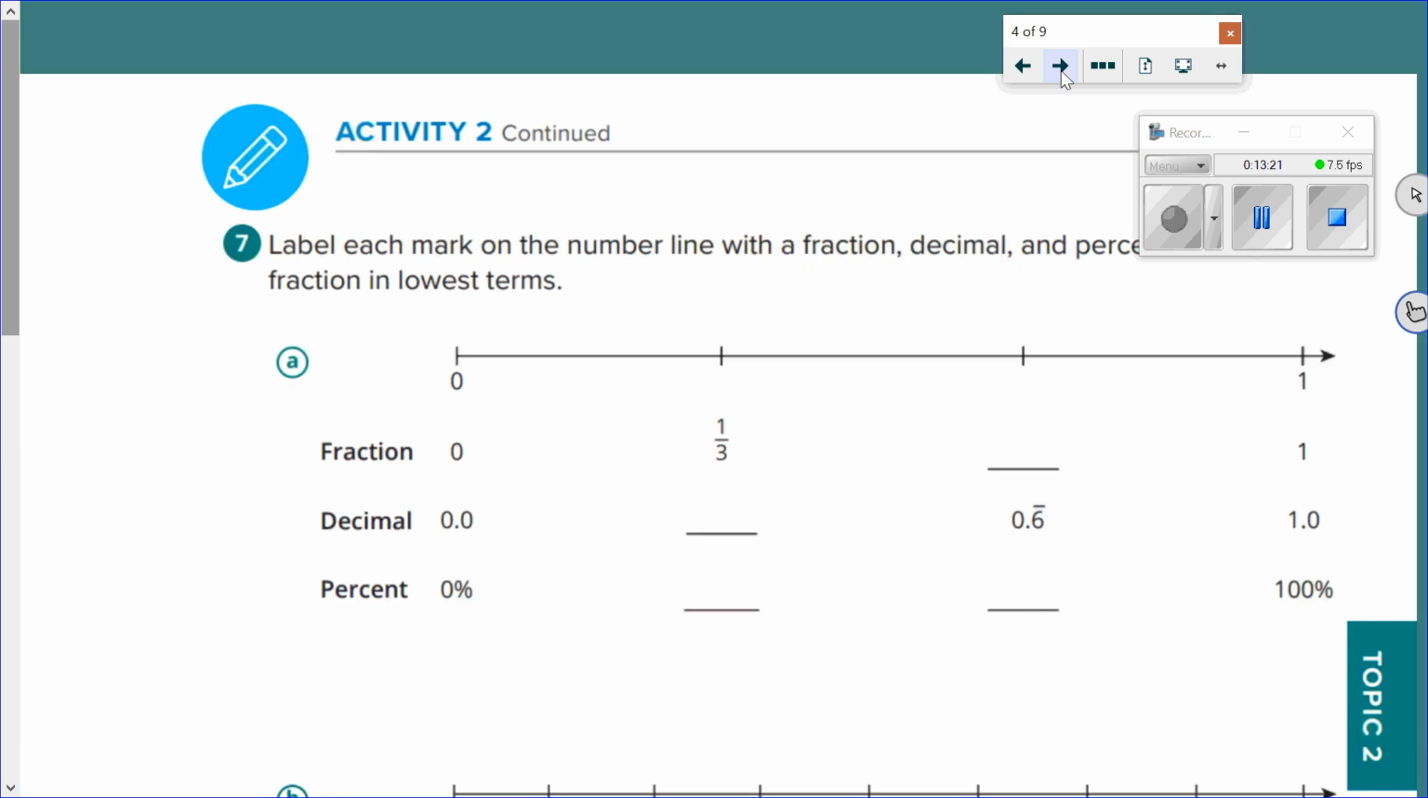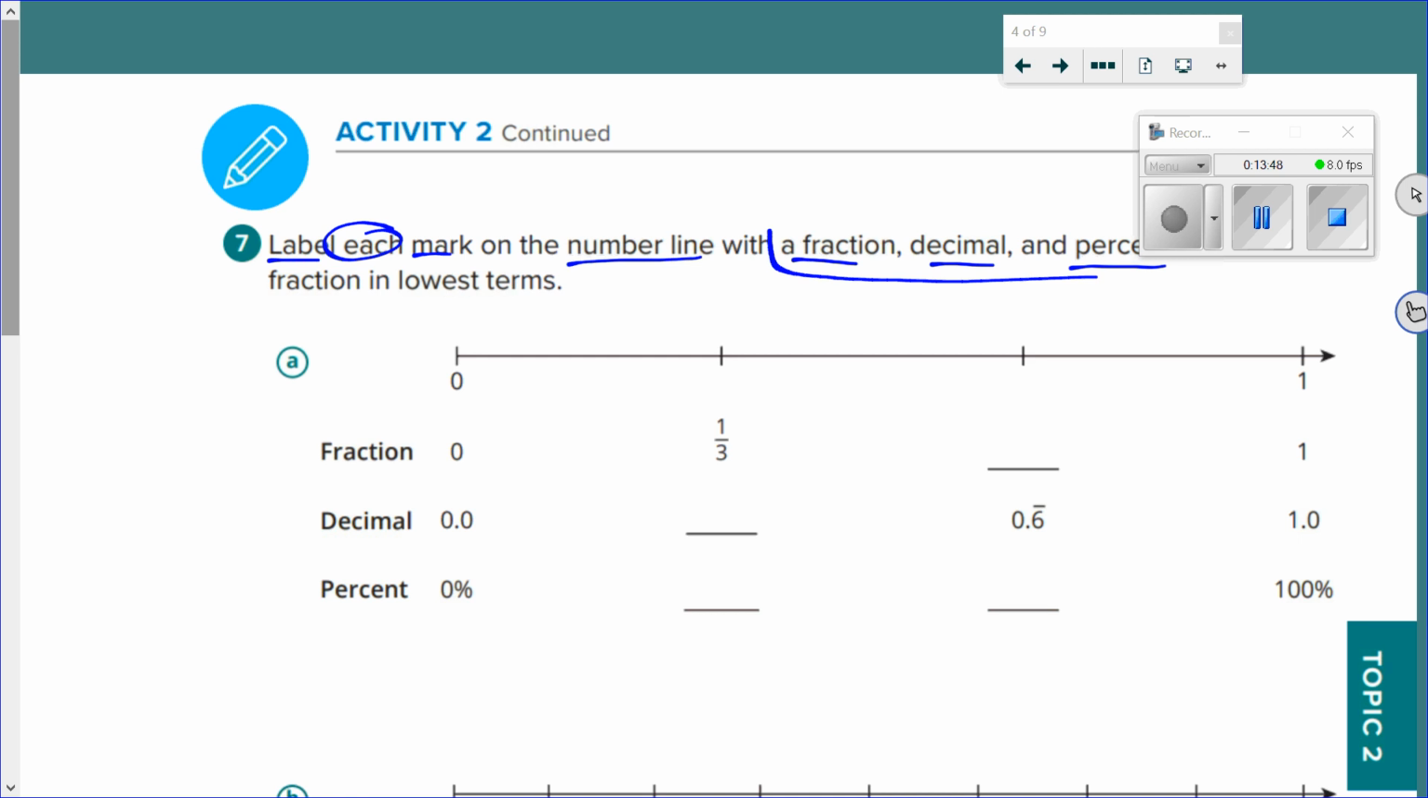Okay, let's go to the next page. We're now on page 264. 263, like I said. Okay, our first one, we're going to label each mark on the number line with a fraction, decimal, and percent.